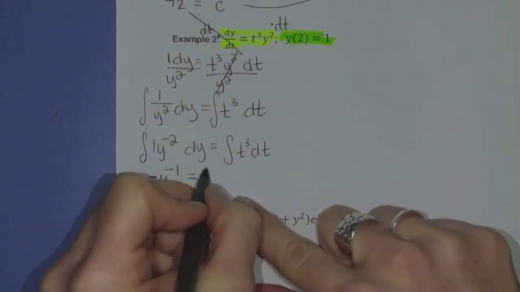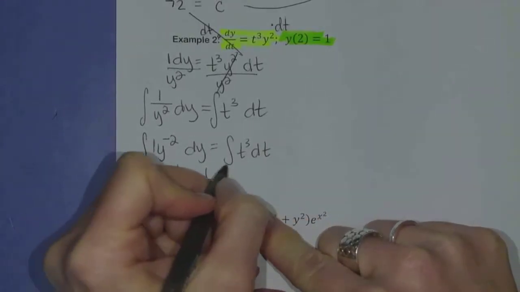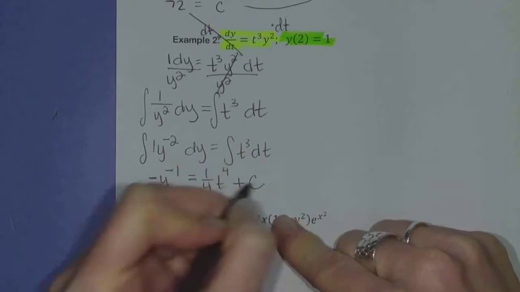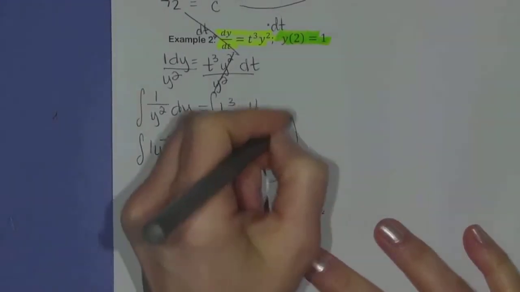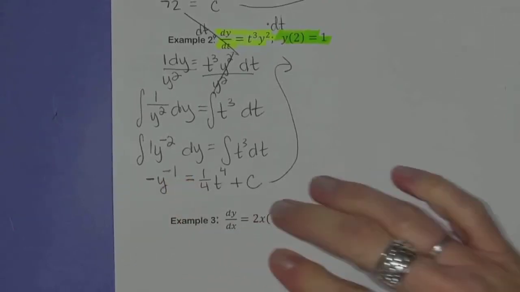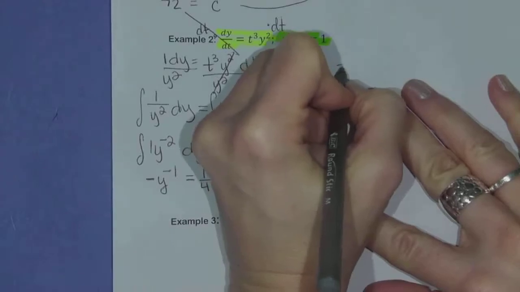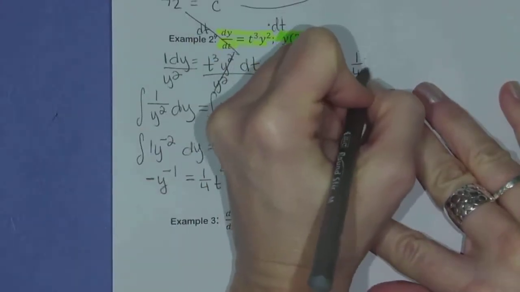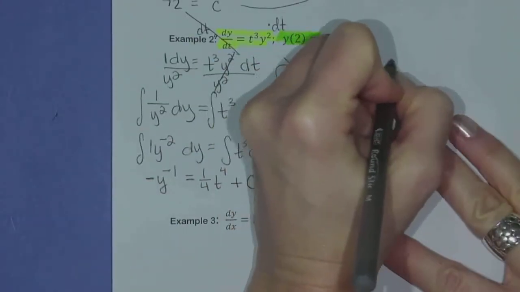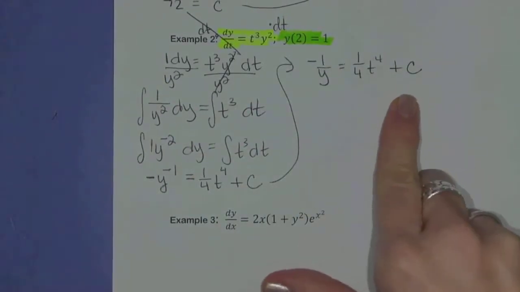And when I anti-differentiate the right side, I get 1/4 t to the fourth plus c. Now, I'm going to clean this up a little bit. I'm going to rewrite this without the negative exponent as negative 1 over y equals 1/4 t to the fourth plus c. And now I'm going to go ahead and find c.